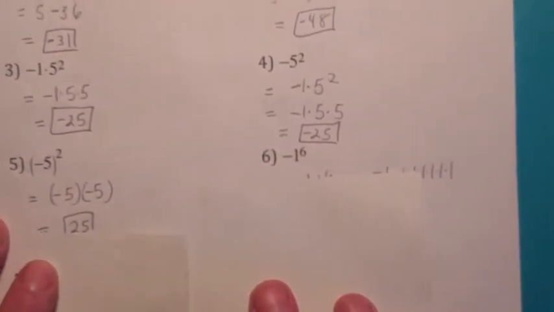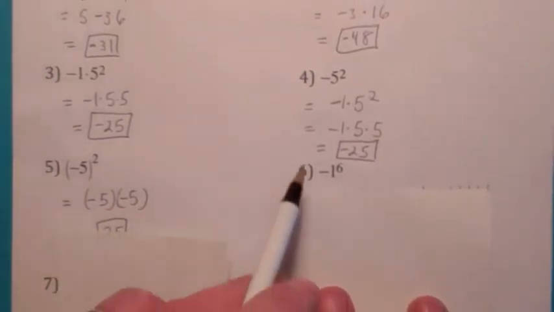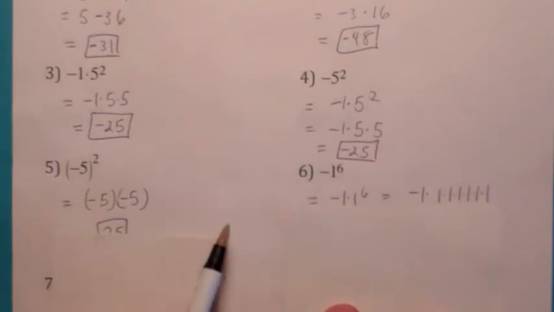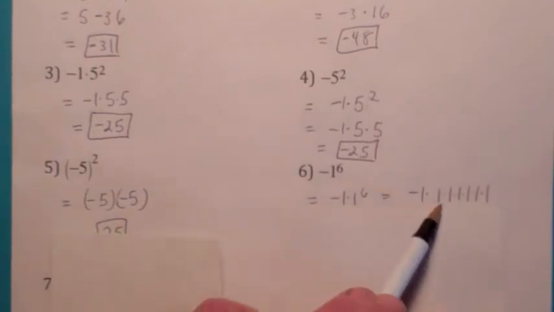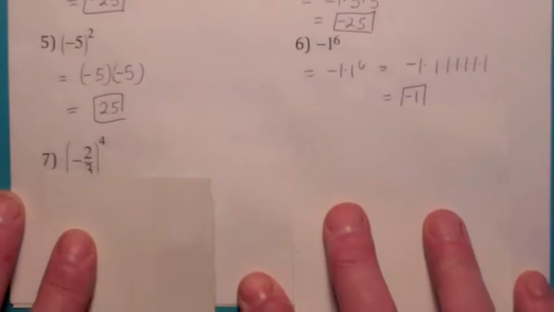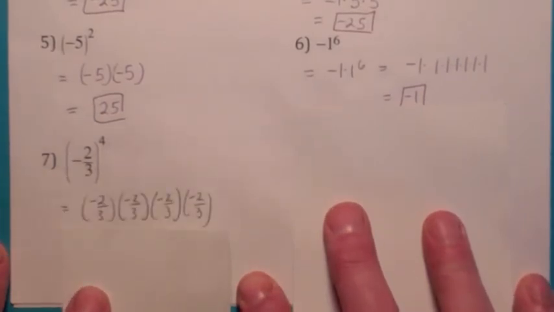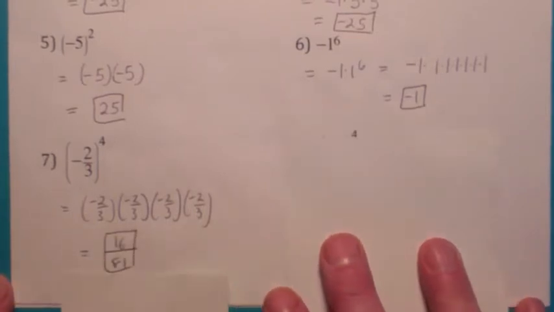So let's go on. If you look at number 6 here, notice there's no parentheses present, so this is just negative 1 times 1 to the 6th power, which is negative 1 times 6 factors of 1. 1 times itself is just going to be 1, so that's why your answer is negative 1. Since the negative is inside the parentheses here, it's part of the base, so when you write this in product form, you get this. And then when you multiply the top out, you should get positive 16. The bottom becomes positive 81.